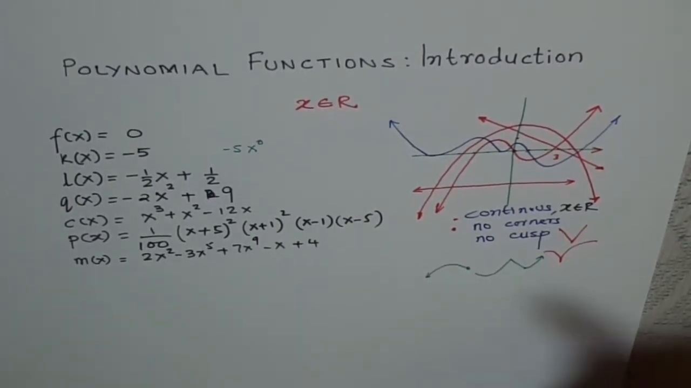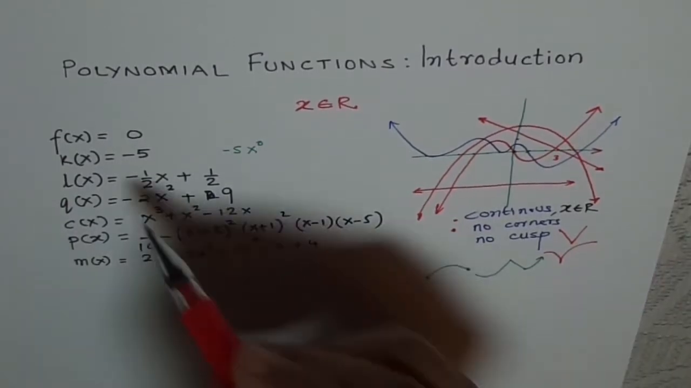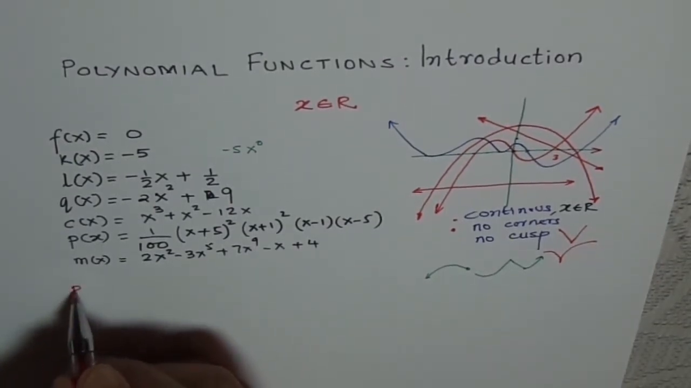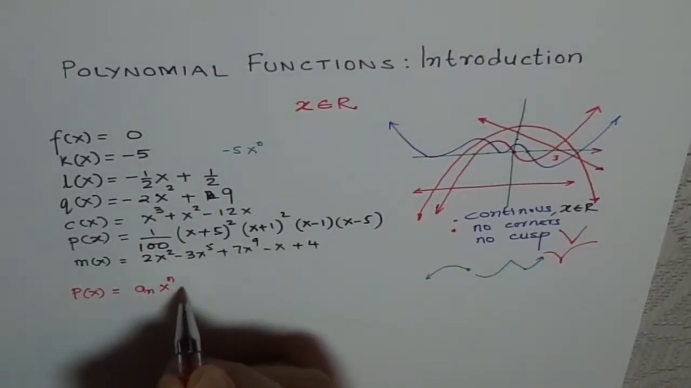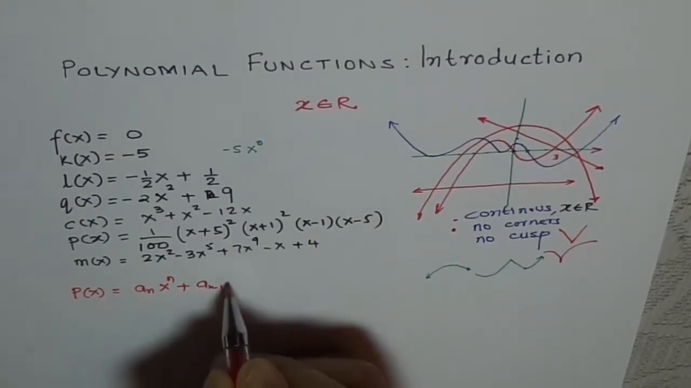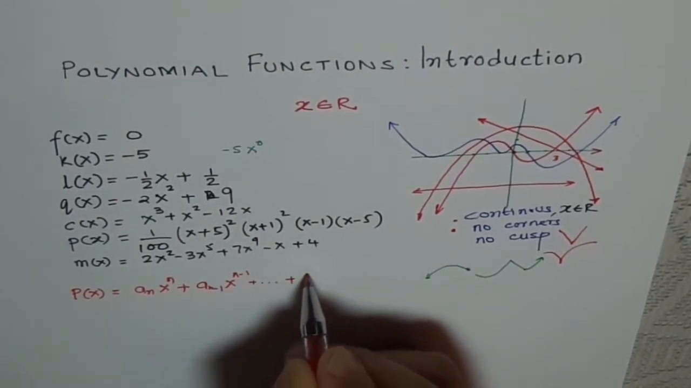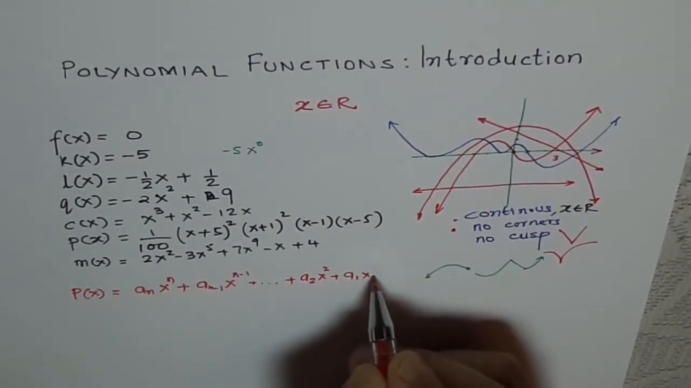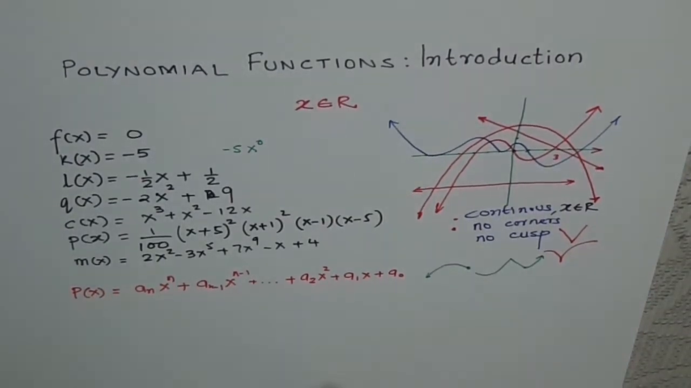Now, knowing that all these are polynomials, let's try to give them one particular equation which could contain all of them in one. So all these polynomials can be represented by this complicated, huge equation. Polynomial p(x) is equal to a_n x to the power of n plus a_(n-1) x to the power of n minus 1, and so on, with decreasing powers, a_2 x squared plus a_1 x plus a_0. So in general, this could be a polynomial.